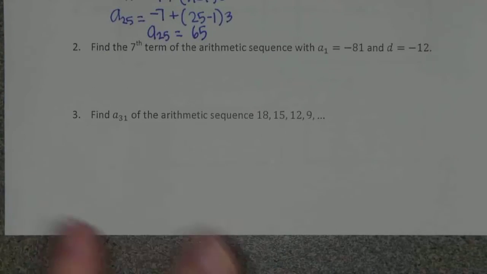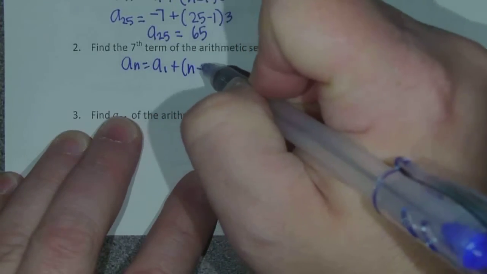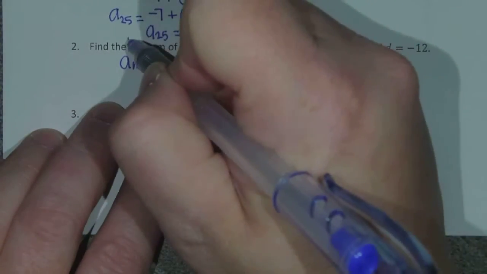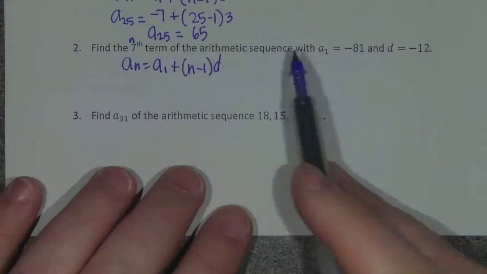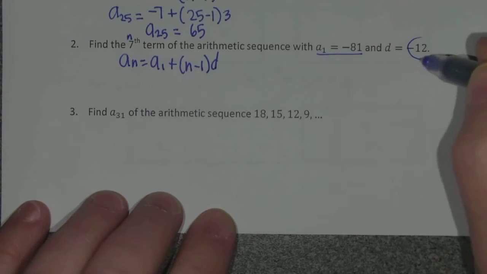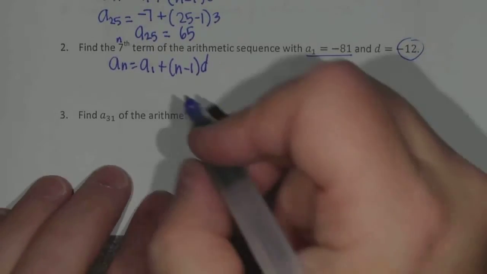All right, let's try it again just to make sure we've got it. Again, we're going to use that same formula. So we're finding the 7th term, which would be our n value of the arithmetic sequence, with our first term of -81, and the common difference is -12. They totally just gave you all of the information you need to plug in.